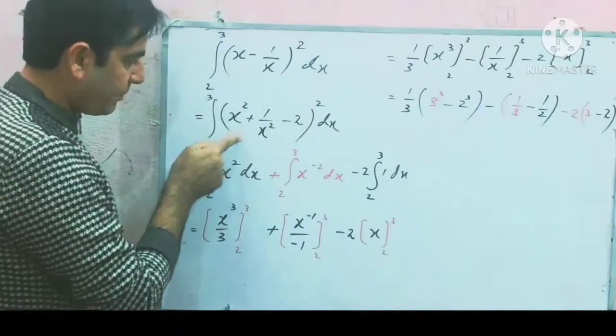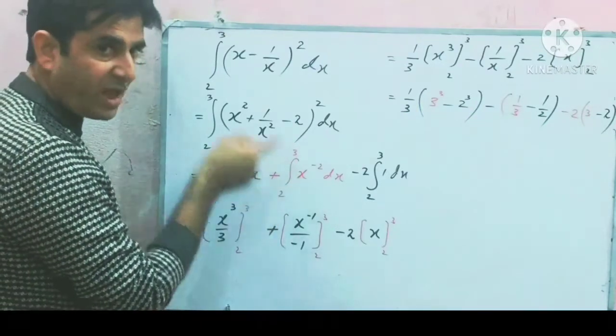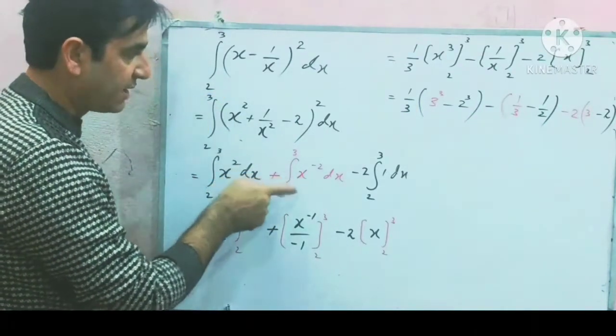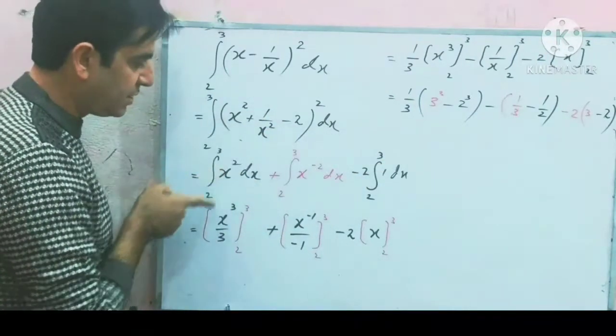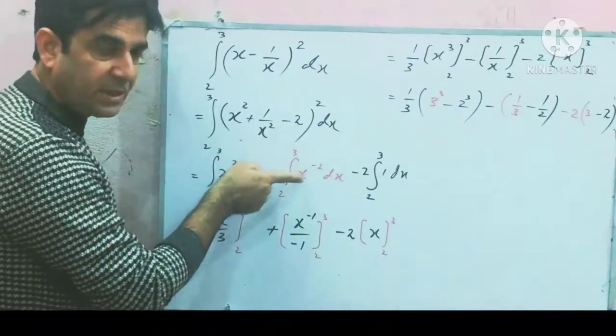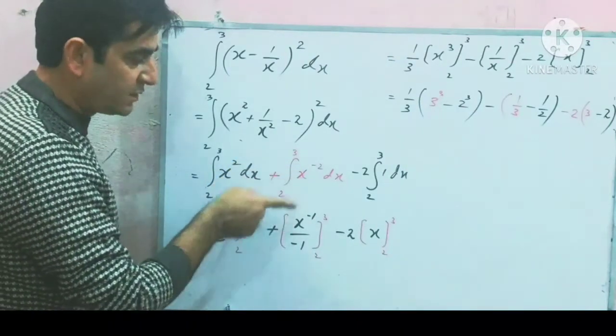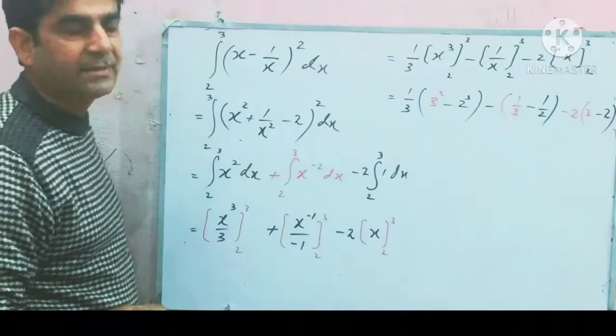So here we shall separate x square dx, 1 over x square means x raised to power minus 2 dx, and 2 out of it and 1 dx. X square integration we know, x cube by 3. X minus 2 integration, x raised to power minus 1 over minus 1, and 1's integration x.